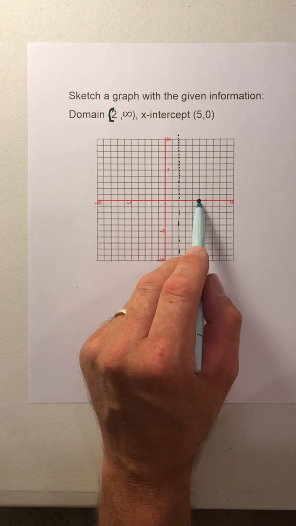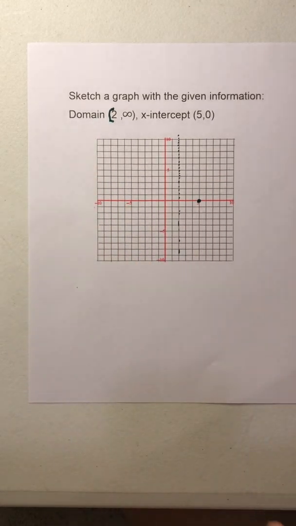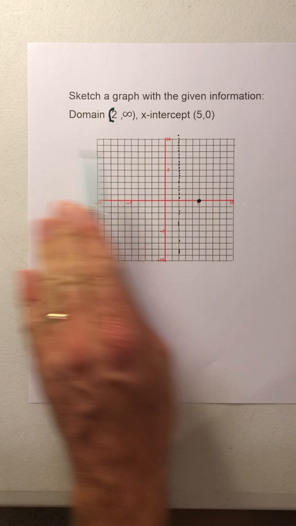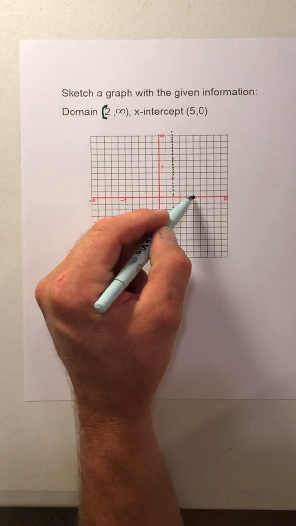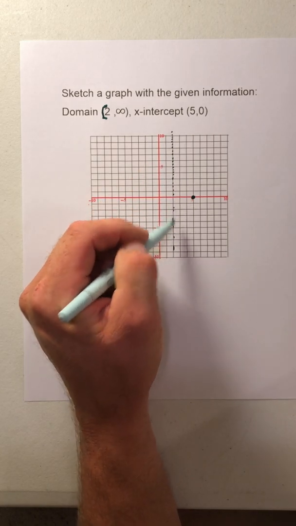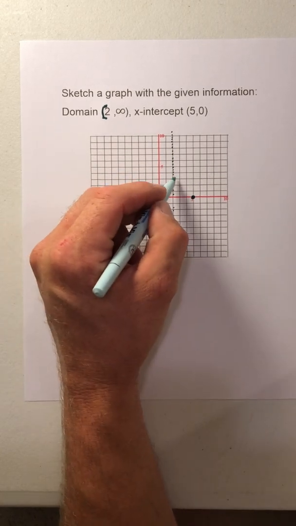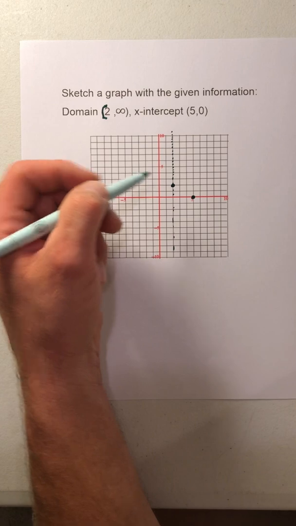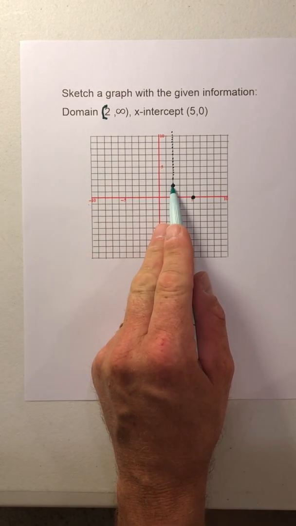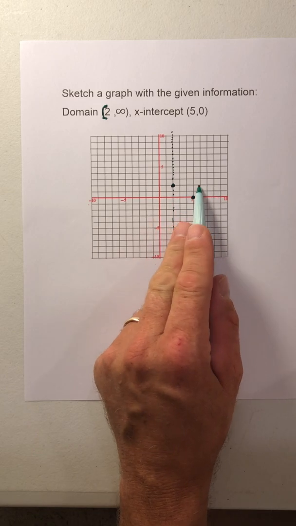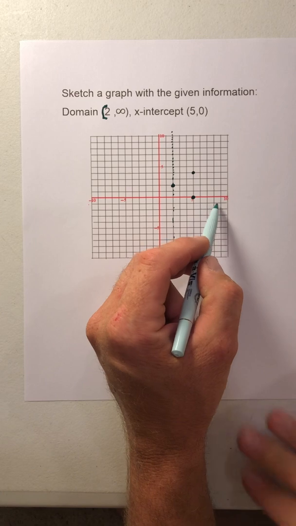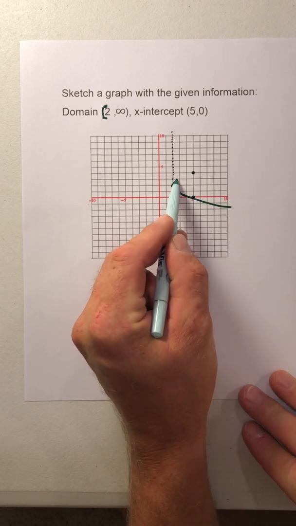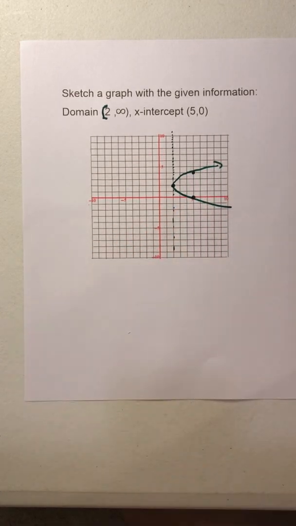So if that's an x-intercept, and the domain is 2 to infinity, I know I can't have anything to the left of that line because it would be outside my domain. So I could put that vertex anywhere on this graph that I want. Maybe we'll make it here. Again, that's arbitrary. So if I make this point here, I'd have my axis of symmetry going through. I could go ahead and plot another point and then draw in my graph. And that would be an acceptable graph there.